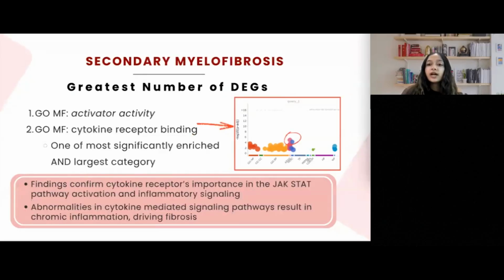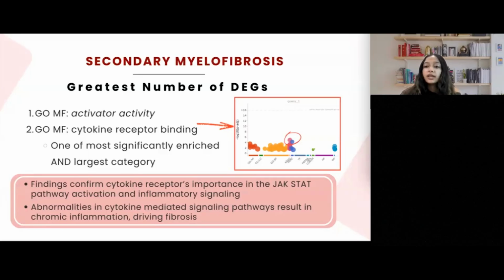Next, the categories for SMF versus healthy controls with the greatest number of DEGs included activator activity and cytokine receptor binding, which was the largest category and the most significantly enriched category. The enrichment of genes associated with activator activity indicates that gene expression regulation is a central part of SMF, which complements the cytokine receptors and other signaling molecules that have been found to be impacted in SMF.